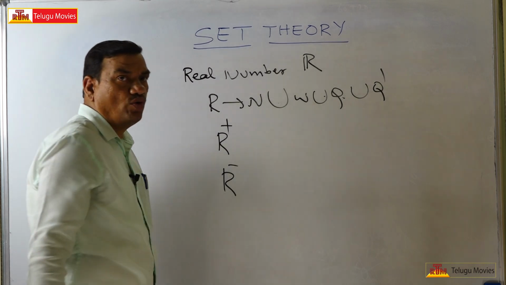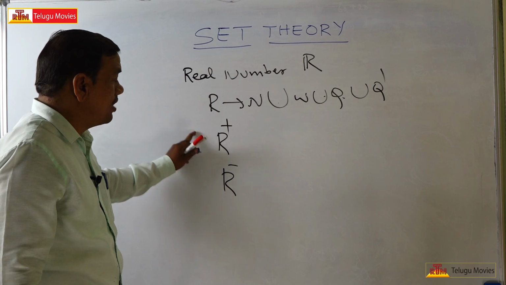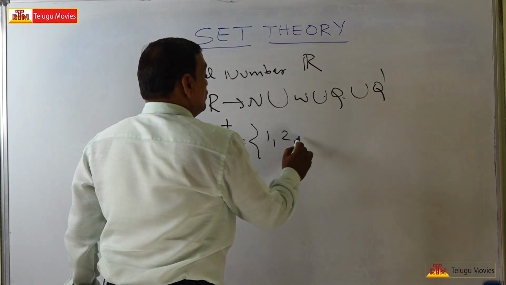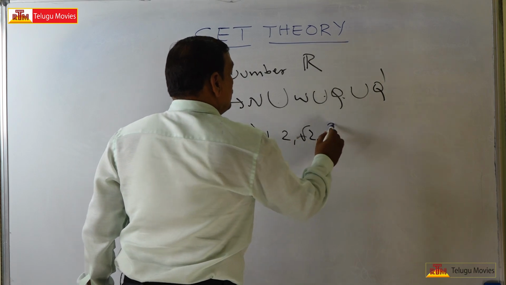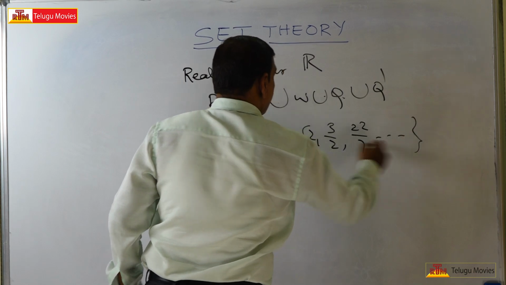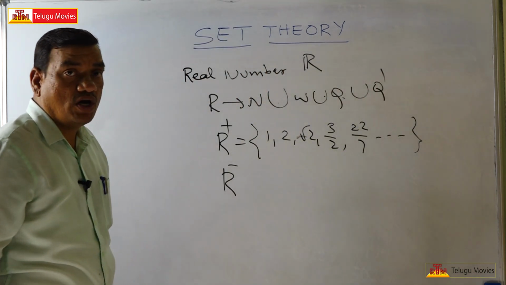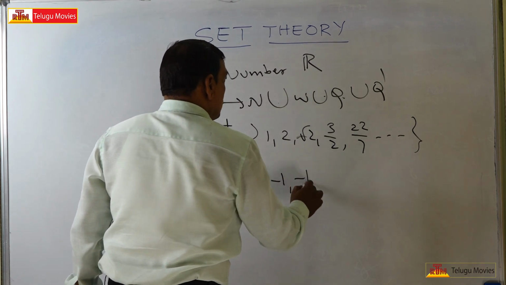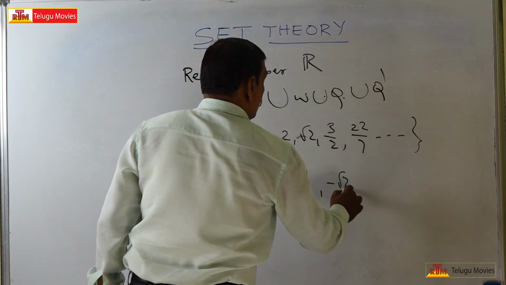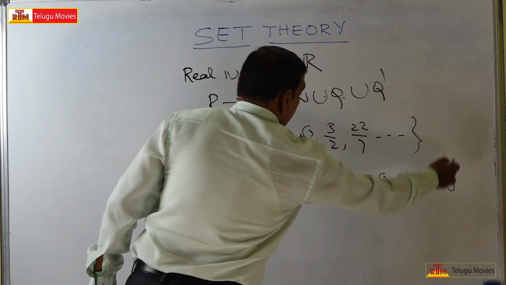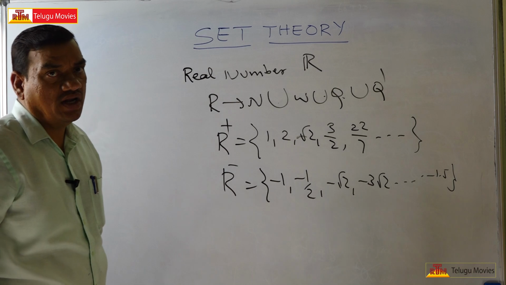Now here we also have the notation for the set of positive real numbers and the set of negative real numbers. R plus, R minus. These symbols mean all real numbers will be there. 1, 2, root 2, 3 by 2, 22 by 7, and so on. These are all positive, that's why they are called positive real numbers. What are negative real numbers? Minus 1 by 2, minus root 2, minus 3 root 2, minus 1.5, and so on. All these are negative real numbers.